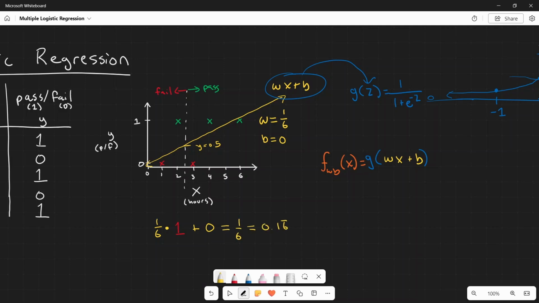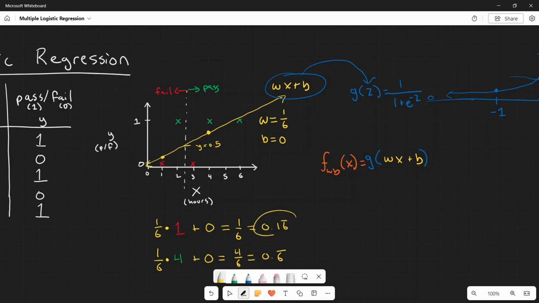Alright, so at an x input of 1, wx plus b results in a y value of 0.16 repeating, which is right around here on our line. And let's plug in one more point. Let's do when x is equal to 4, so looking at this point right here. Alright, and when we're looking at an x equal to 4, we get this point right here, and that's where y is equal to 0.6 repeating.